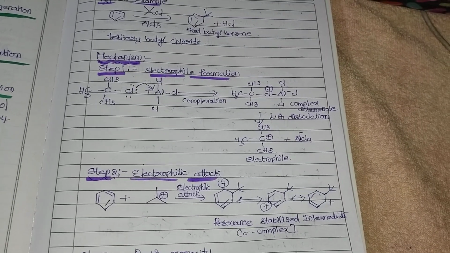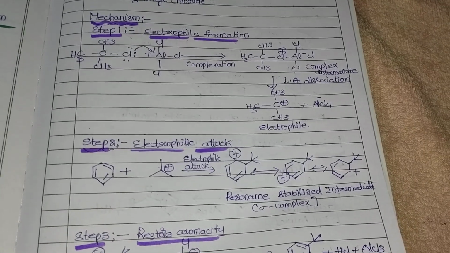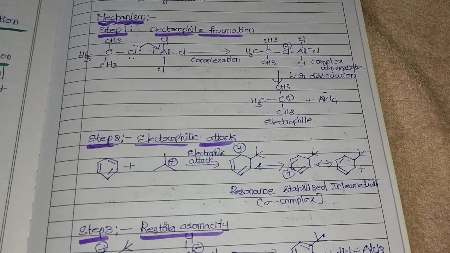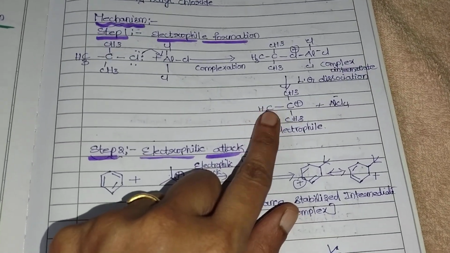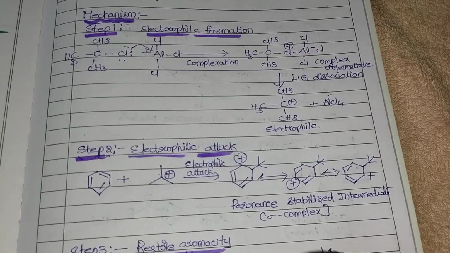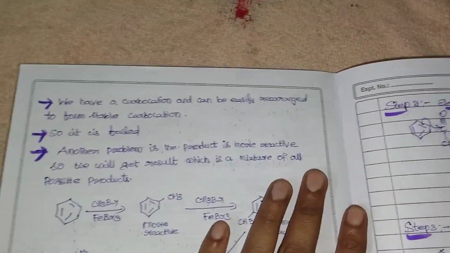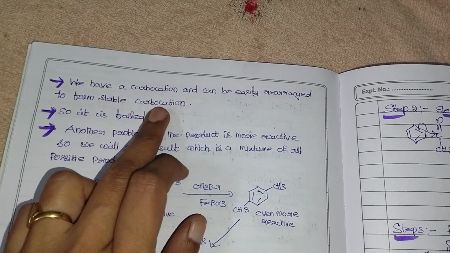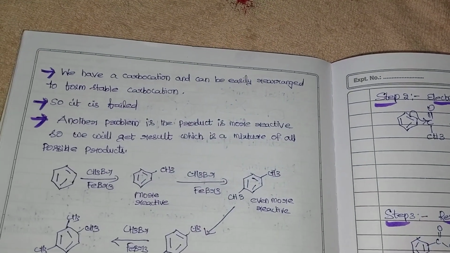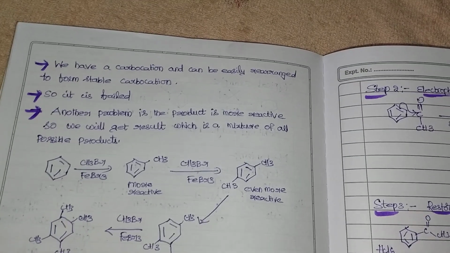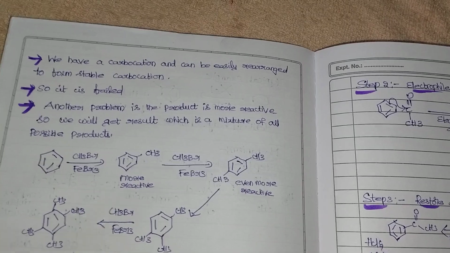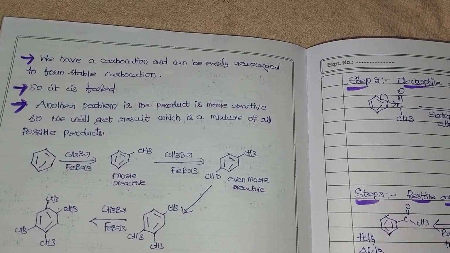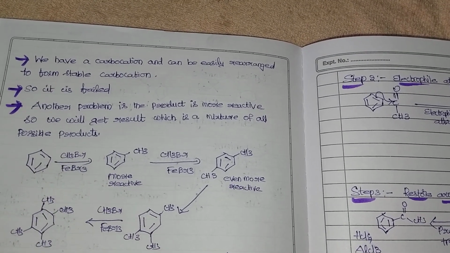As usual, what we saw in halogenation, nitration and sulfonation is repeated. Then what is the difference? The difference is that here the electrophile which is formed is a carbocation. Then what is the problem with the carbocation? When we get a carbocation, it can easily rearrange to form a more stable carbocation. That is a problem. And one more problem is that when the product is formed, it becomes more reactive.